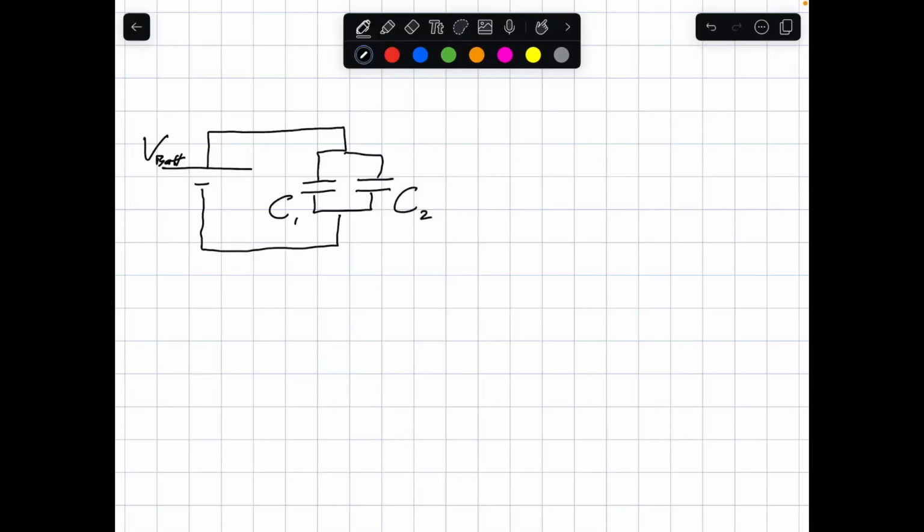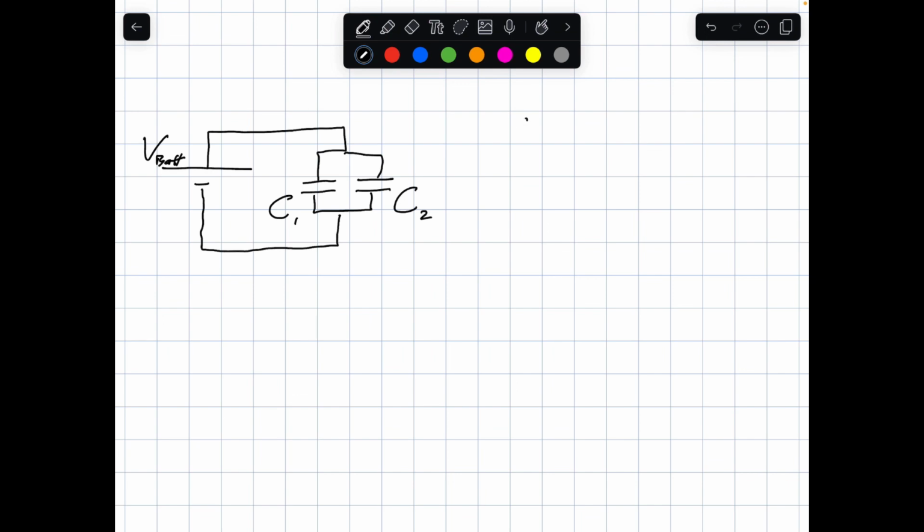You start with the loop rule, you start with Q equals CV, and you can actually derive the idea that you have to add the capacitances to get the equivalent capacitance when you have capacitors in parallel with one another. So we begin with a basic circuit where we have two capacitors that are in parallel with one another.